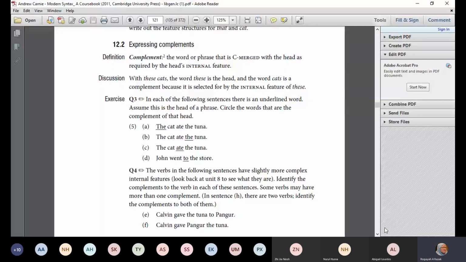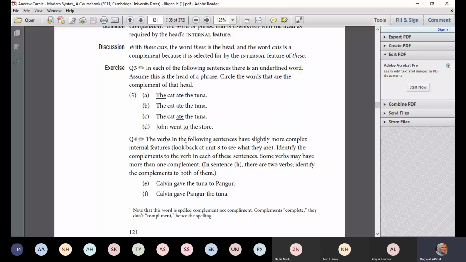Then last class, we also discussed this example, question 3, and we noticed that, okay, what is the head? So we say the cat, the is the head of the determiner phrase. And then the tuna, same thing. And then ate is the head. Verb can also be a head, remember that. Verb is always a head actually for the sentence. So verb is the head, and then the tuna is the complement.